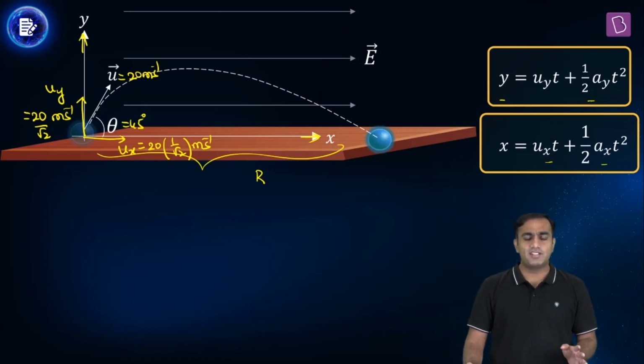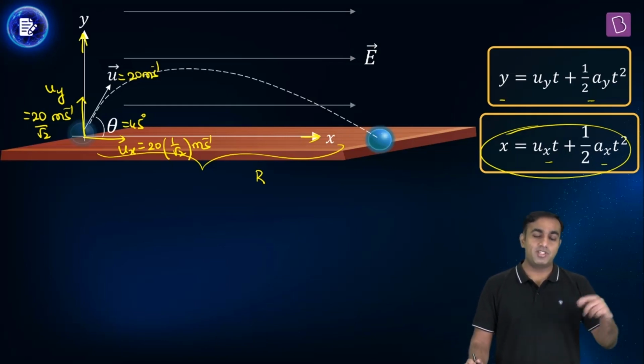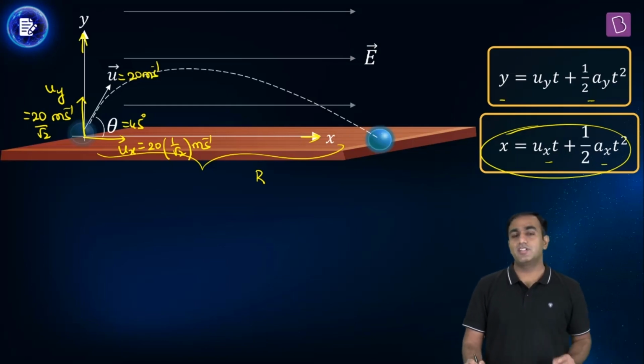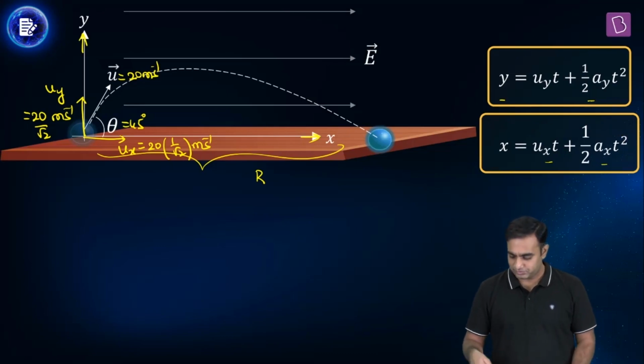How do we go about finding the range? Simple. We will use this equation. Do we know u_x? Yes. Do we know a_x? Can be found out. How? Simple. We know the force that the charged particle experiences due to the electric field's presence, and we can find out acceleration along x-axis. But do we know the total time taken by the charged particle to reach the ground again, or in other words, the total time of flight? Not yet. So let's find that out first.